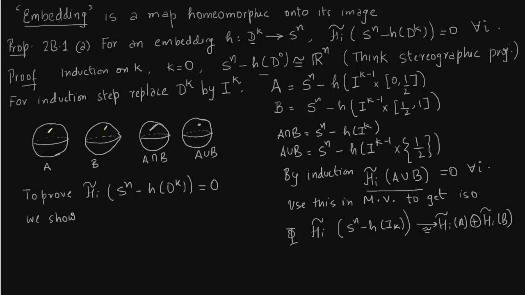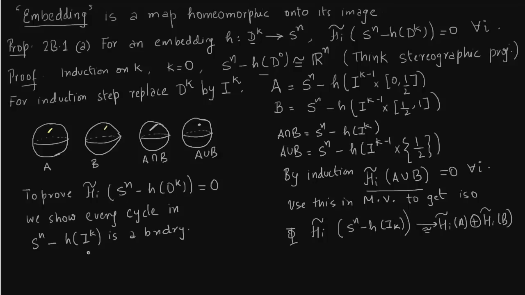So how do we show that? We have to show that every cycle is a boundary. What is H̃_i? H̃_i is cycles over boundaries. So for H̃_i to be 0, cycles have to be equal to boundaries. So we have to show every cycle in S^n minus I^k is a boundary. Cycles over boundaries will give you 0, so all cycles come from boundaries, and that will give you the zero homology group. This is what we have to show.